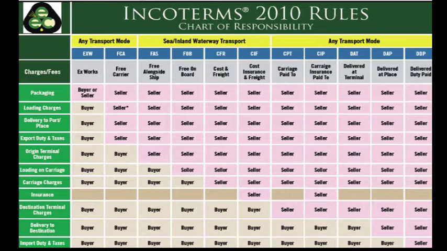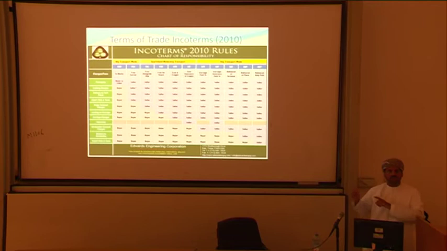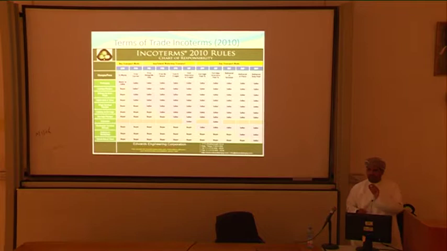Other ones are pretty similar. You can go through the other ones in detail. By the way, you can easily print this one. You can find it on the internet, or you can go to the International Chamber of Commerce website and download it, and you can easily read it the same way. Okay, so let's move to something else.